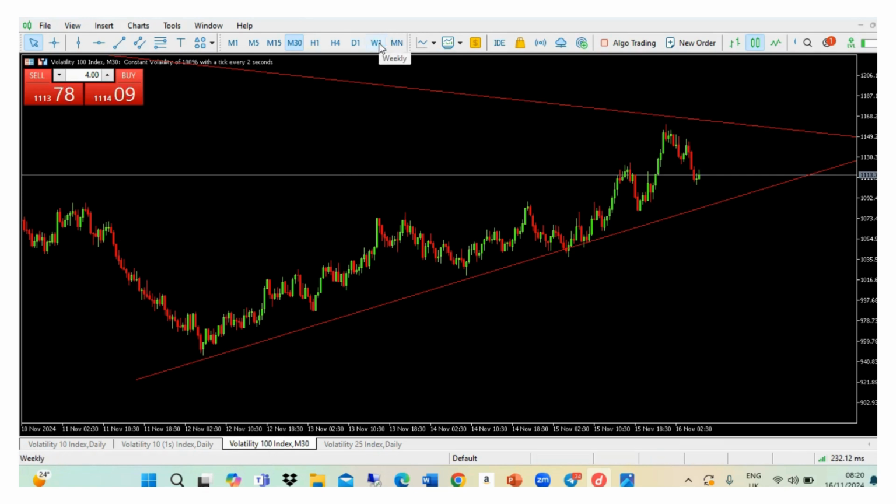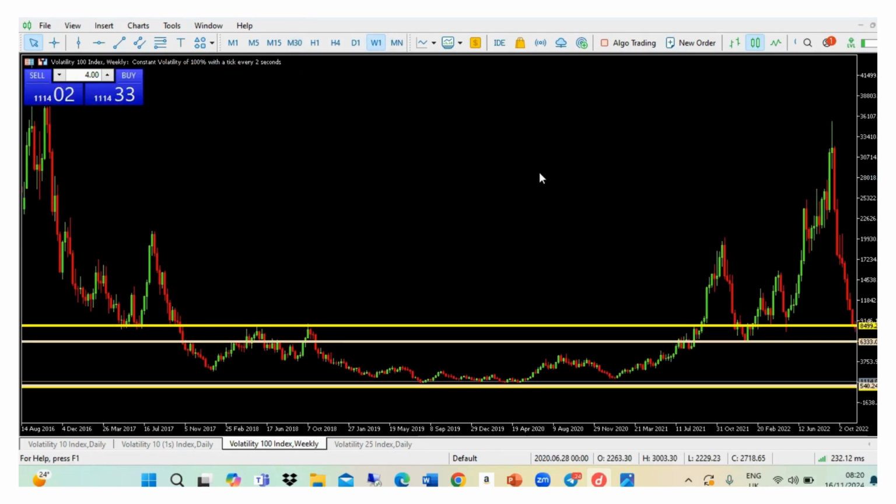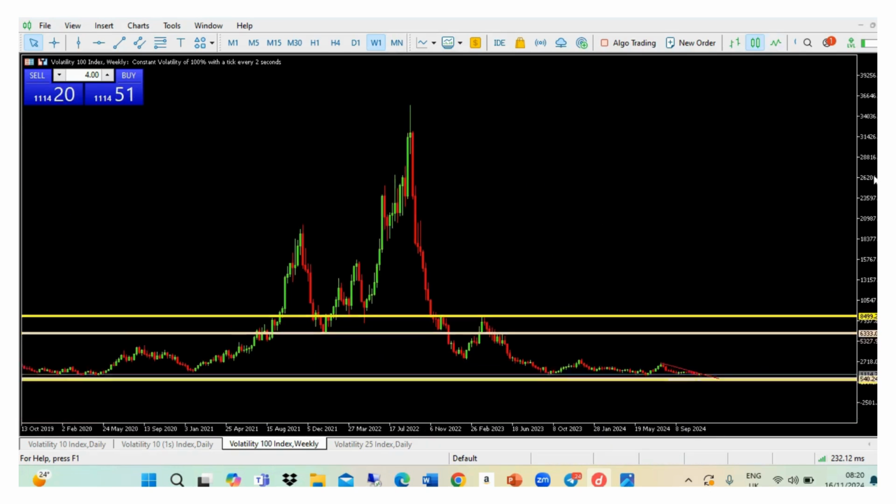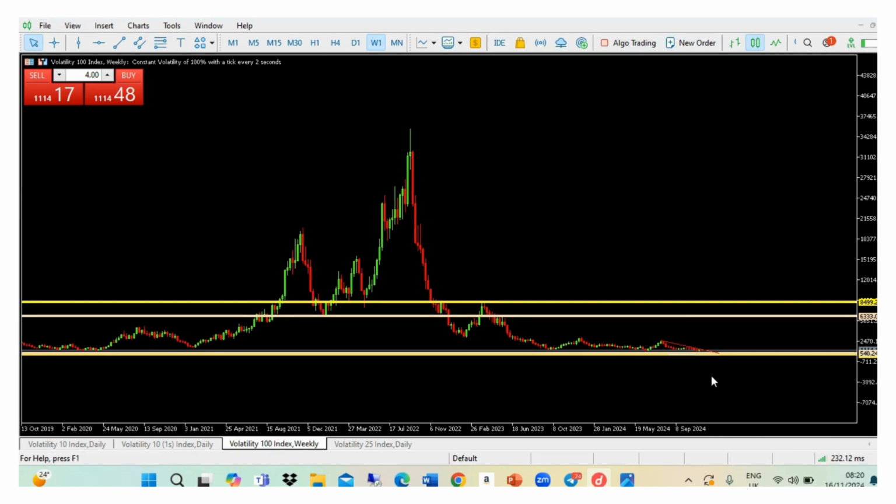All right. So one thing you want to do is to start your analysis with the higher time frame. With the higher time frame, what you're doing is looking at what the market structure is all about. If you look at this market, the market has been selling for a very long time. And one thing you want to do is to map out those zones, turning points.